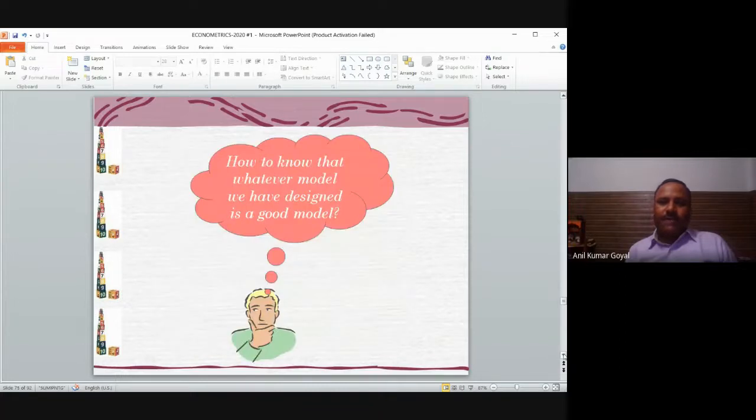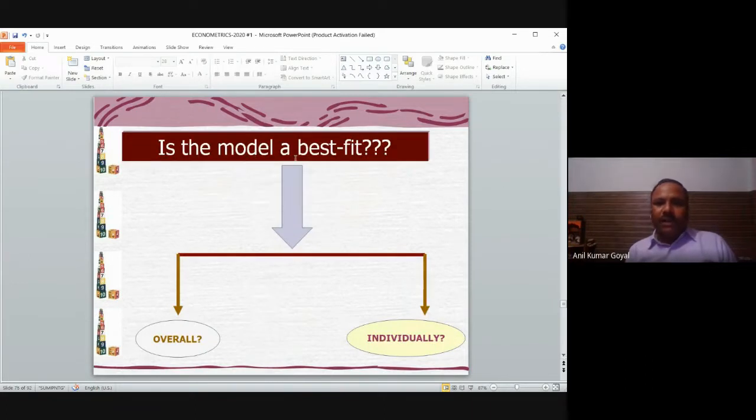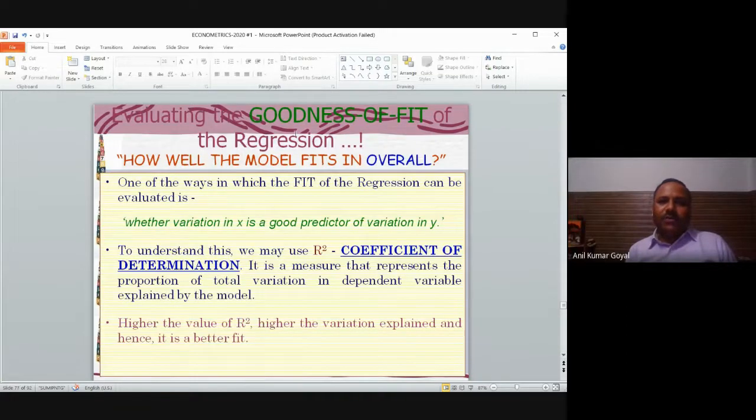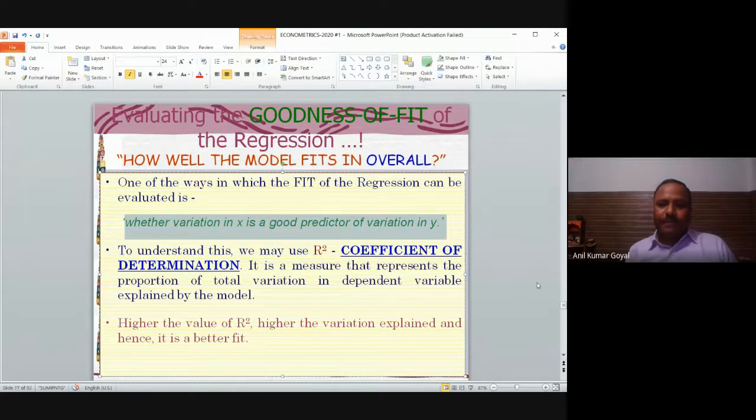What next? How do we know whether the model we have designed is a good model or not? Let us understand: is the model a best fit overall model or individually? We want to see it. So, evaluating the goodness of fit of regression, how well the model fits overall. One of the ways in which fit of regression can be evaluated is whether variation in X is a good predictor of Y or not. Are you getting my point? So what is your R square? Variation in X is a good predictor of variation in Y. Is X able to explain the variance in Y?